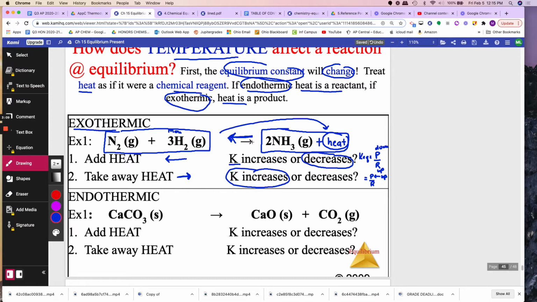So if you're a scientist and you really want to make some ammonia, what would you do? Would you make your factory environment hot or cold to make more products? Of course, you would make it cold. As you take the heat out, the reaction keeps going to the right, filling it back in. As it fills back in, you're going to make more ammonia, more product, if you're taking away the heat, and your K equilibrium increases.